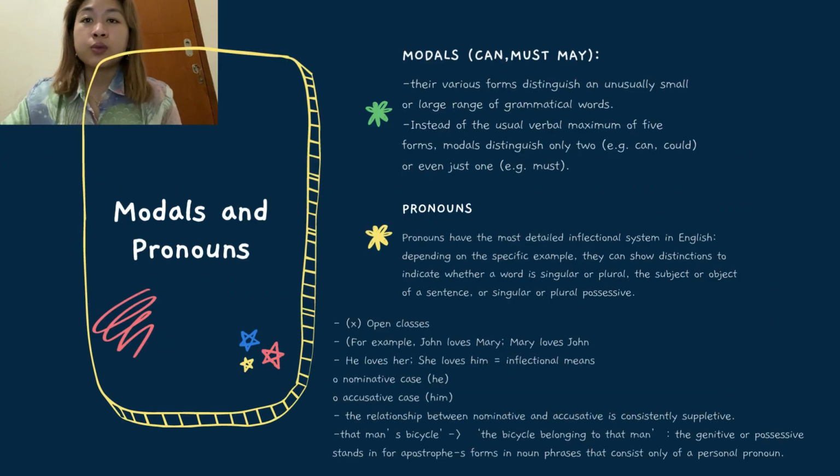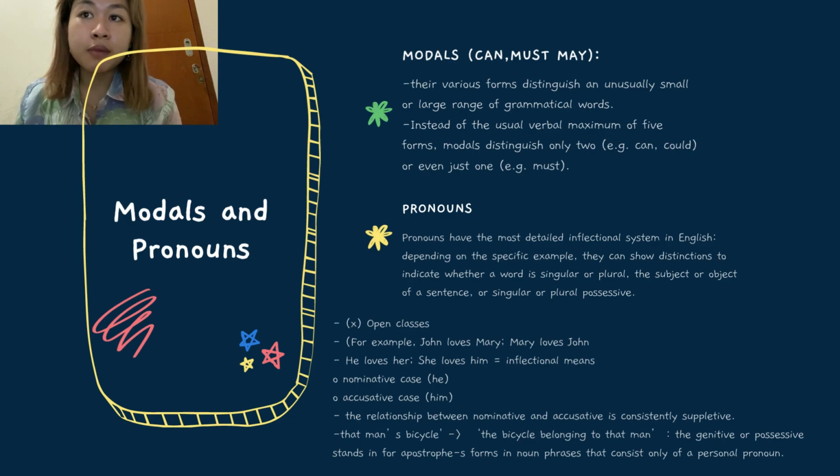So now we move on to modals and pronouns. Modals: can, must, may. Their various forms distinguish an unusually small range of grammatical words. Instead of the usual verbal maximum of 5 forms, modals distinguish only 2, for example, can, could, or even just one, for example, must. Pronouns themselves have the most detailed inflectional system in English.